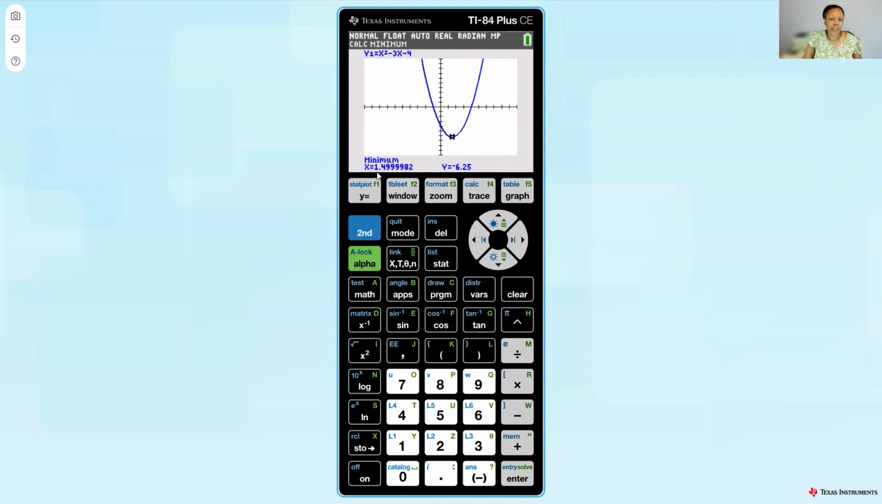So my vertex, and I'm going to round it to the hundreds, which is 2 places after the decimal, since I see that's how my y looks. I'm going to put this in a set of parentheses as 1.50, negative 6.25 as my vertex.